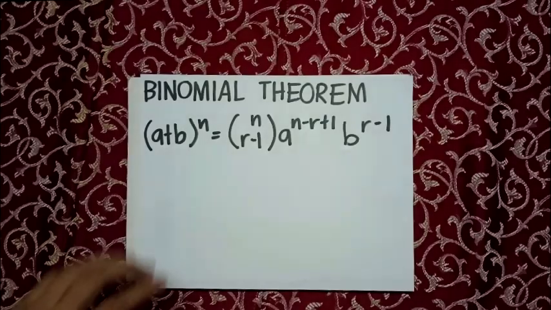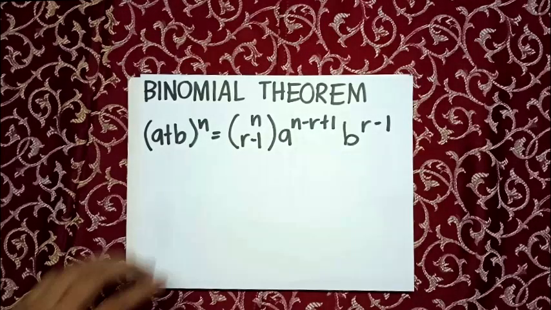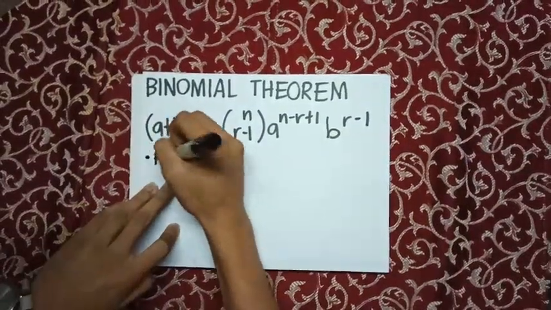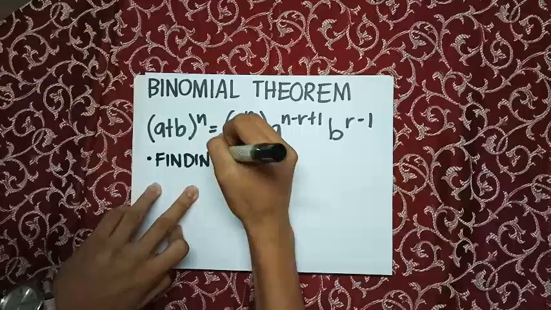There are also other problems like finding the R term and determining the coefficient. With that, we will be using quantity A plus B raised to n is equal to quantity n choose R minus 1 times A raised to n minus R plus 1 times B raised to R minus 1. So, let's have an example in finding the R term.